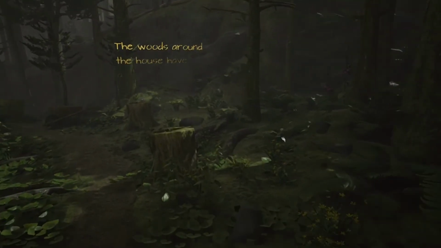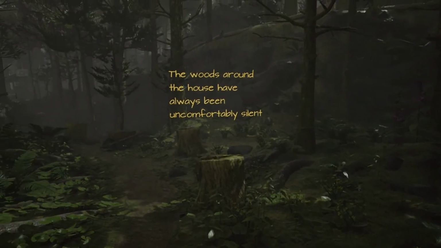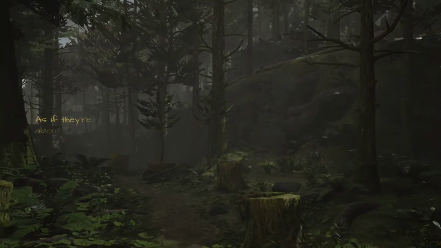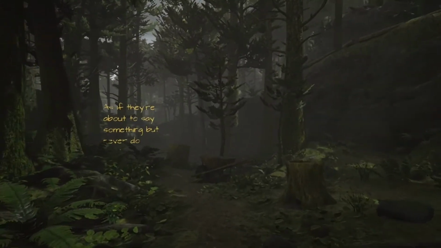The woods around the house have always been uncomfortably silent, as if they're about to say something but never do.